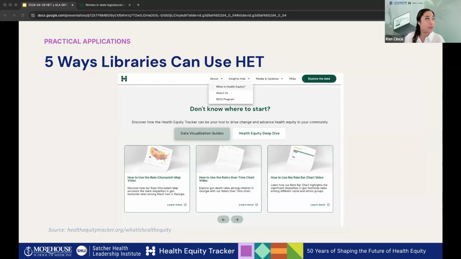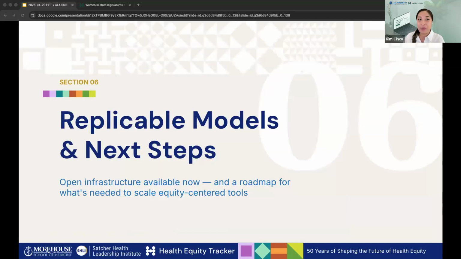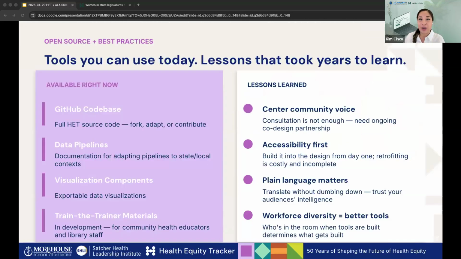And we also have our What is Health Equity page on the website if you want to know where you can start. And then last but not least, replicable models and next steps. So everything we built is available right now for free.